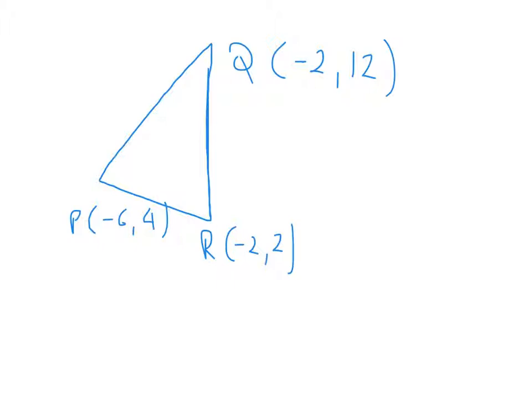Next example, we'd first of all write down the equation of the perpendicular bisector of QR. So the perpendicular bisector of QR is going to cut it in the middle and cut it at a right angle. So that might look something like that. So first of all, we'll find the midpoint.